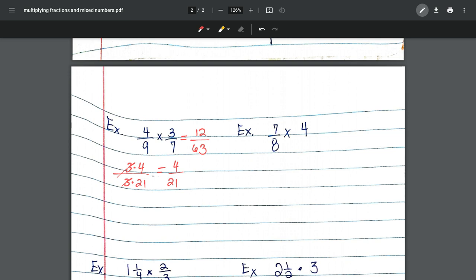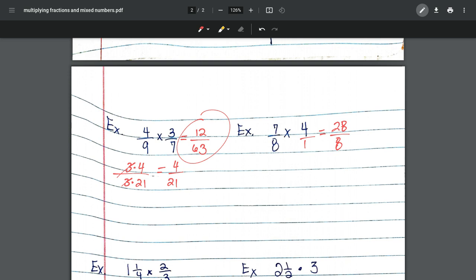All right, if you look at the next example, if you have a whole number, place it over 1. Let's get that out of the way. And top times top is 28, and bottom times bottom is 8. If all you can get to is this, now remember, you're good. I just need you to know top times top and bottom times bottom. Not necessarily concerned about the simplification part yet.